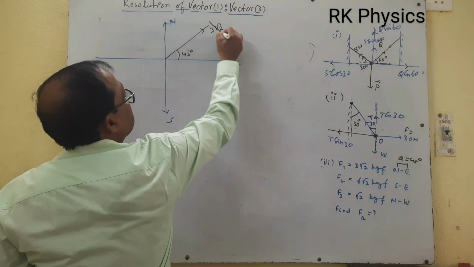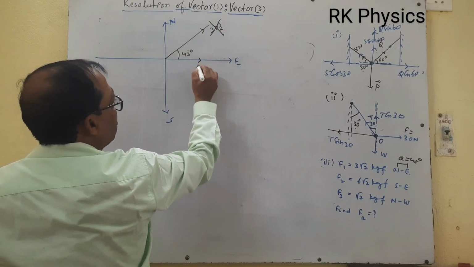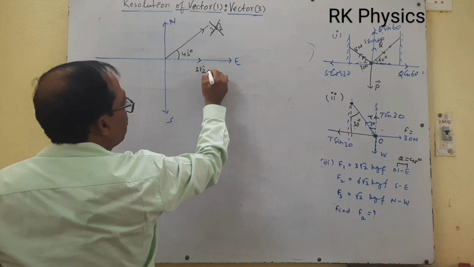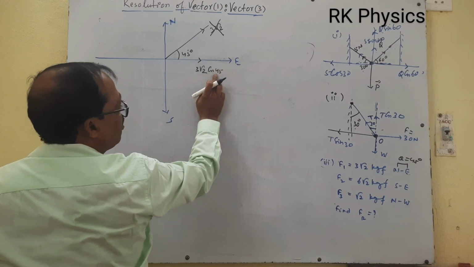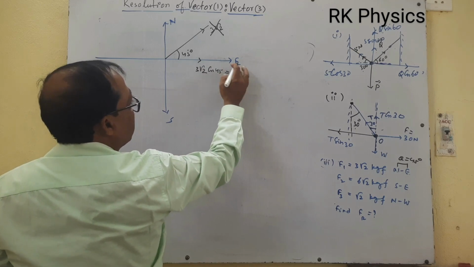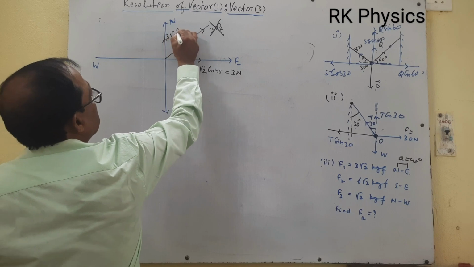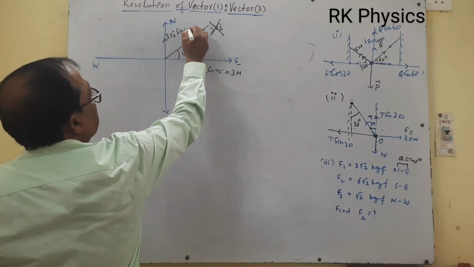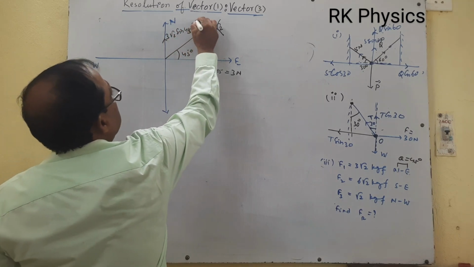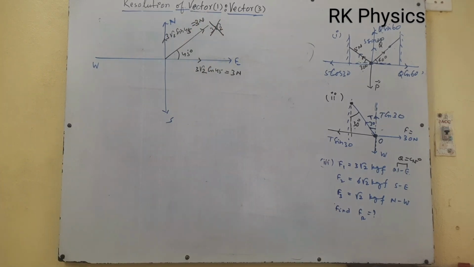So if you split this vector into components, two parts, along this direction, this is 3 root 2 cos 45. Cos 45 is 1 by root 2. Root 2 cancels. 3 Newton along x-axis. Similarly, this is 3 root 2 sin 45. Sin 45 means again 1 by root 2. This is 3 Newton along y-axis. So first force F1 is resolved into two parts.